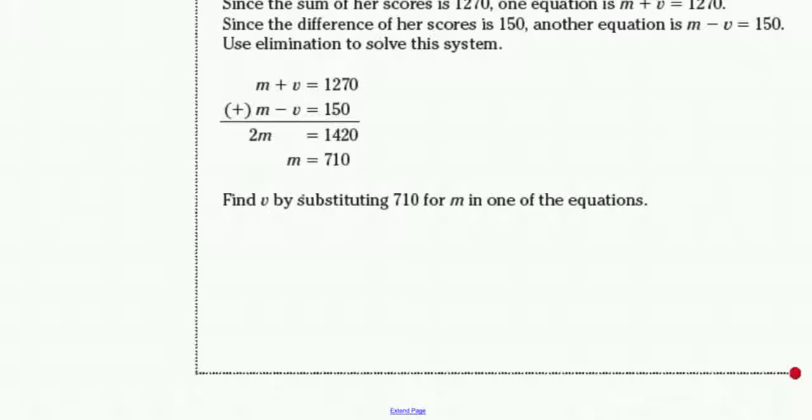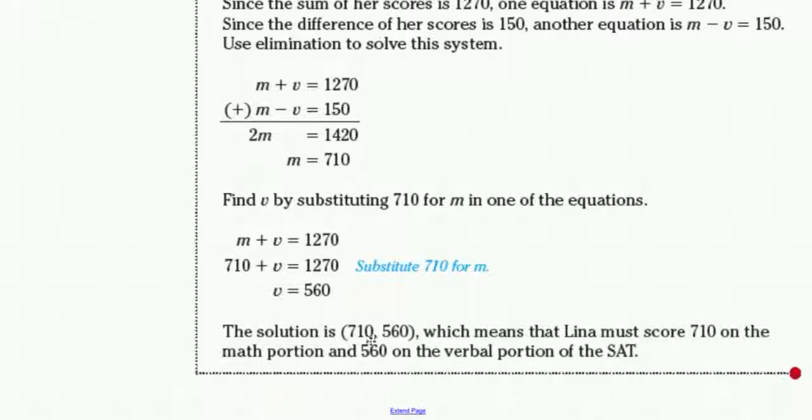Now that we know that m is equal to 710, we find v by substituting 710 in one of the equations. It doesn't matter which one. In this case, we will use the equation m plus v equals 1,270. Substitute the value of m, end up with 710 plus v equals 1,270. And solve for v by subtracting 710 from both sides, end up with v equals 560. So your ordered pair would be 710 and 560, which means that Lena must score 710 in math and 560 on the verbal portion of the SAT.